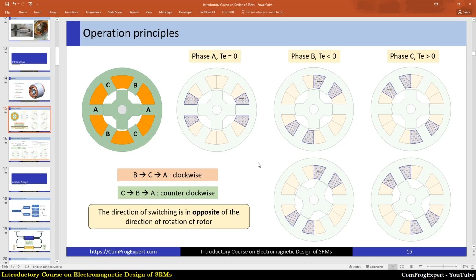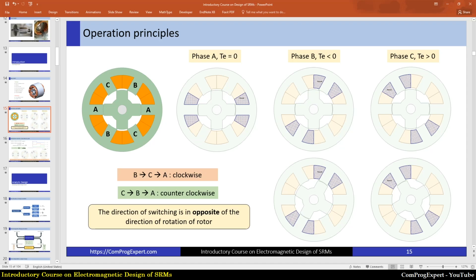So how can we have a continuous rotation? We should have a continuous switching, right? So if we excite the phase B, we will have this case. And in this case, if we excite the phase C, we will have this case. And then when we excite the phase A, we have this case. So we have a clockwise rotation.